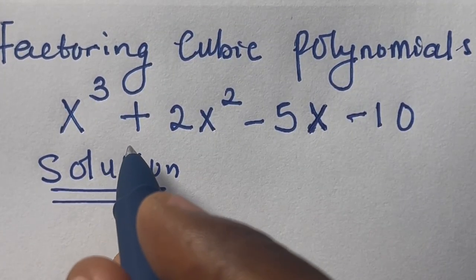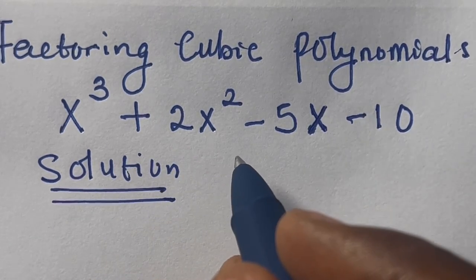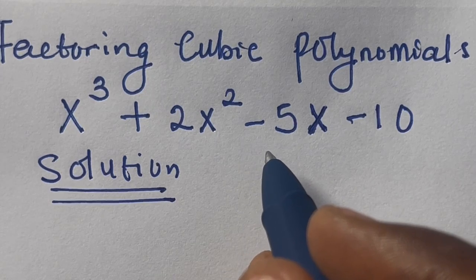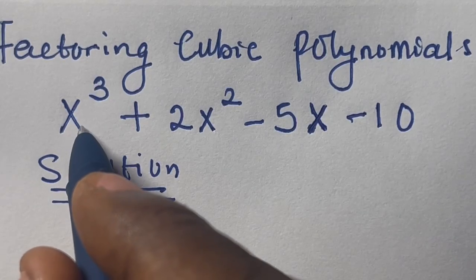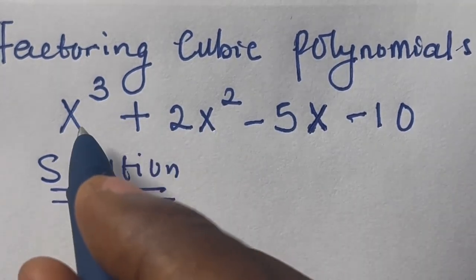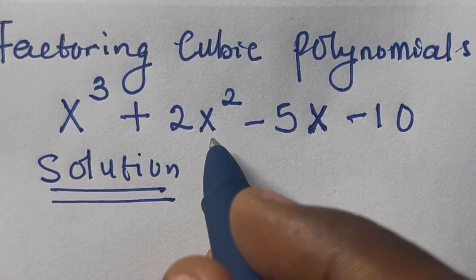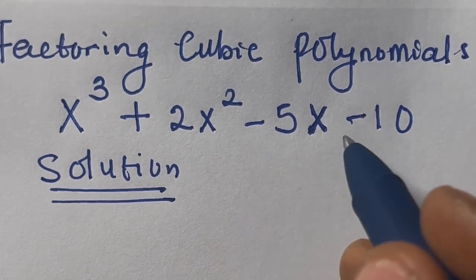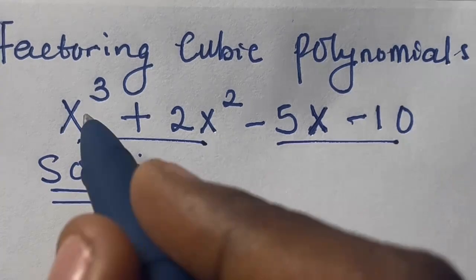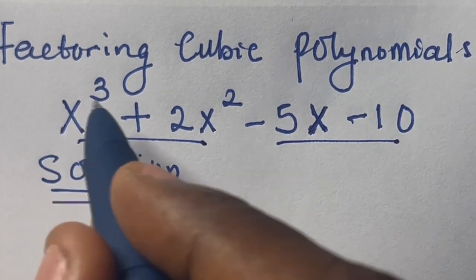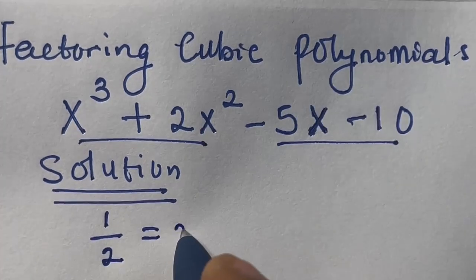The first thing you want to look at is to see if we can use a method called factoring by grouping. You'll notice that the first two terms, x raised to the power 3 plus 2x squared, have the same ratio as the last two. What's the ratio of this? That is 2 divided by 1, which equals 2.